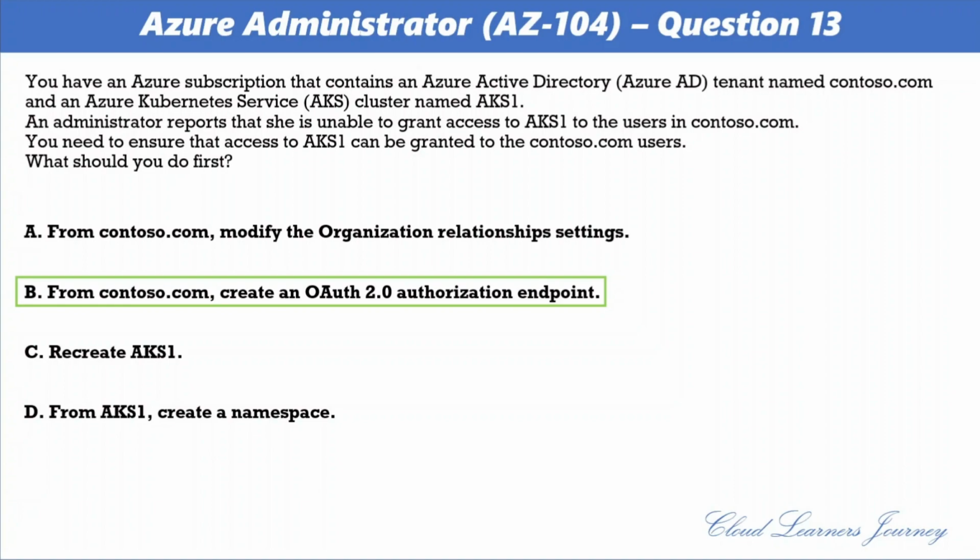Cluster administrators can configure Kubernetes role-based access control based on a user's identity or directory group membership. Azure AD authentication is provided to the AKS cluster with OpenID Connect. OpenID Connect is an identity layer built on top of the OAuth 2.0 protocol.